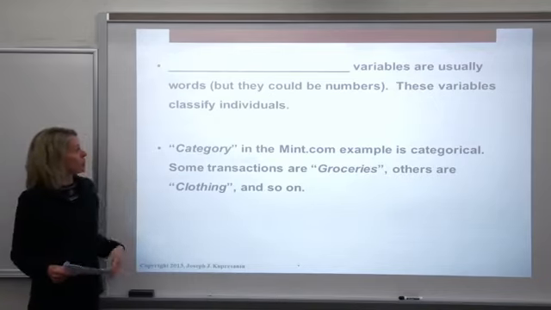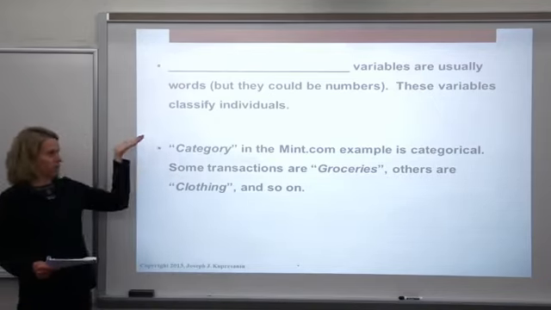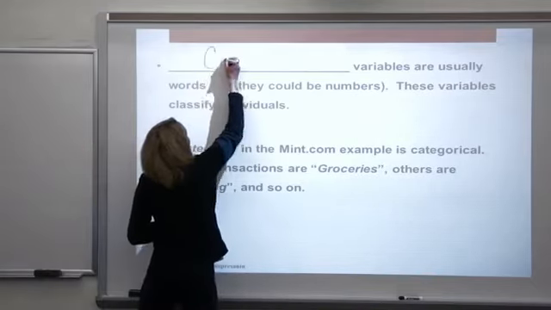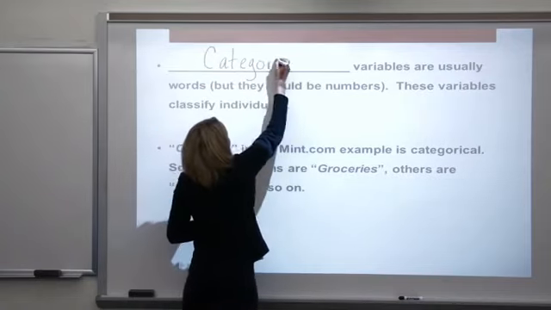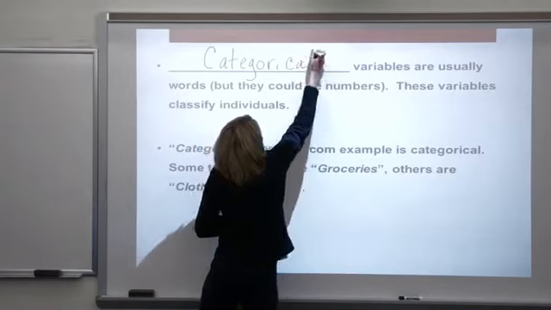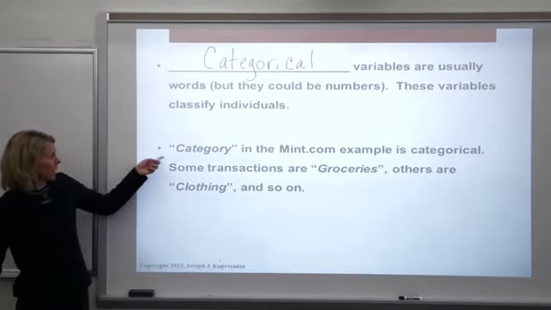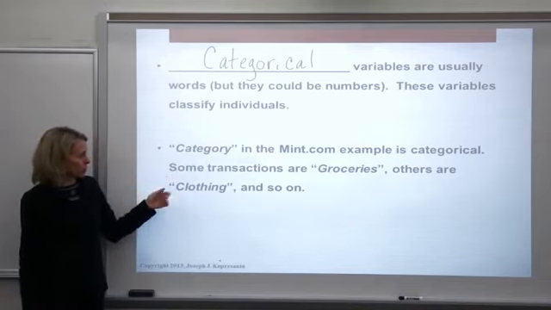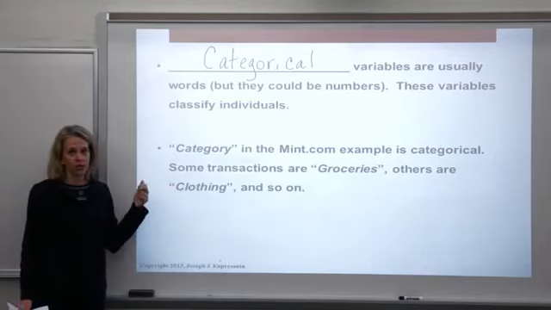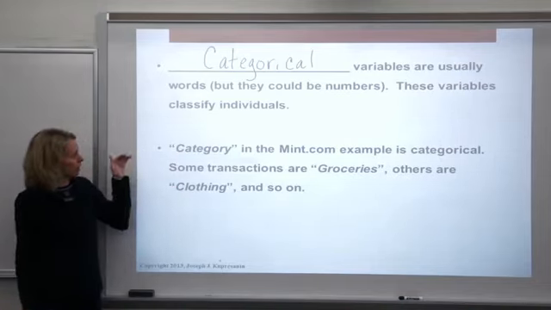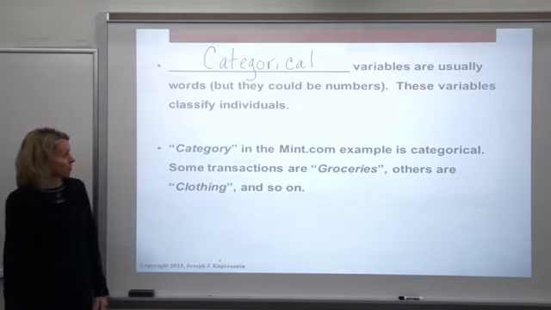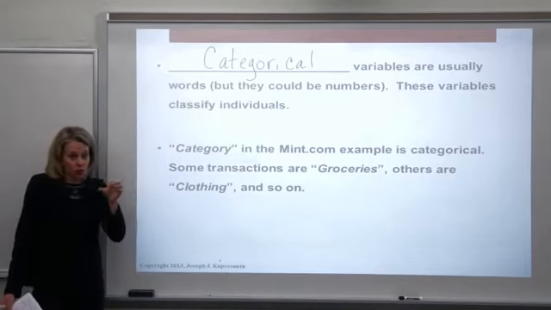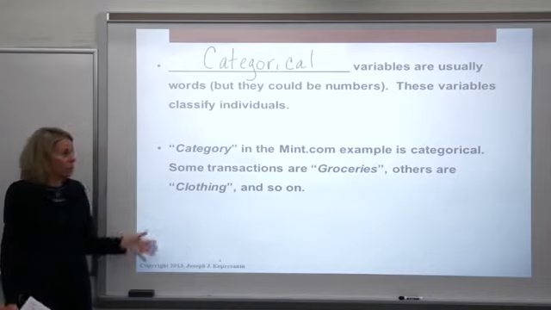Okay, categorical variables are usually words, but they could be numbers like zip code. These are variables that classify an individual, so we call these categorical. The category variable in the transaction example is categorical. Some transactions were called groceries, others were clothing, some were called restaurants. So these are categories for each one of those transactions. Zip code, even though it's a number, would be another example that's categorical. Your zip code identifies what town you live in, classifies where you live.